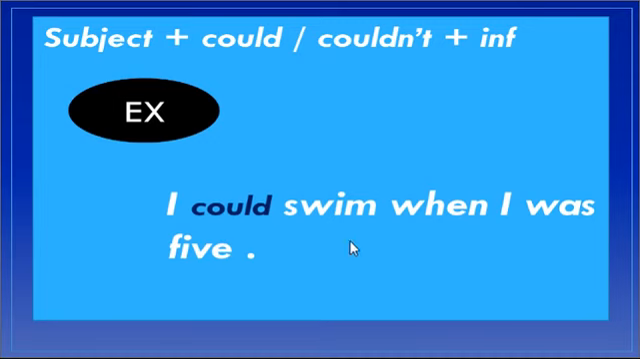Okay, let's have an example. I could swim when I was 5. I'm here talking about the past. I express ability here using could, and it is followed by the infinitive of the verb swim. هنا عبرت عن المقدرة عن فعل شيء في الماضي. Let's have another example.